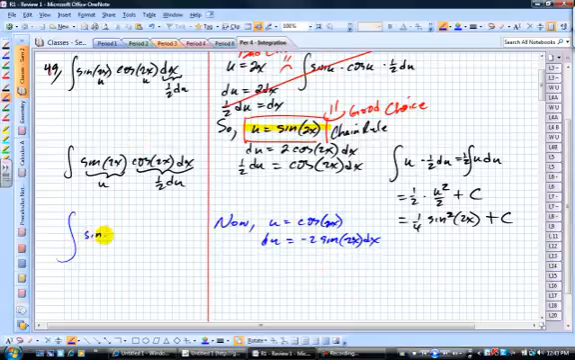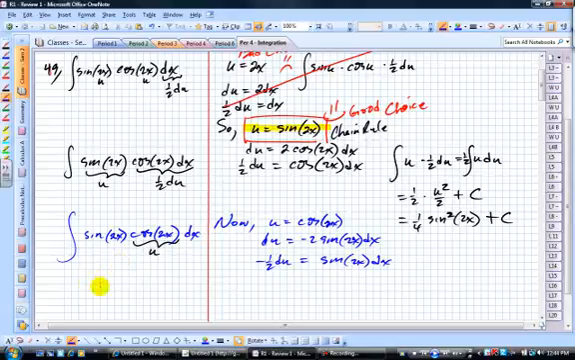Actually, let me rewrite it down here so I can separate my work and my thinking. Now what I have is u equal to this entire function. I'm going to divide both sides by -2 here. So I get -1/2 du is equal to sine of 2x dx.